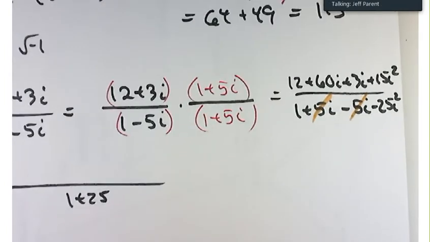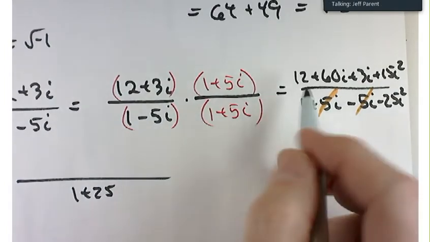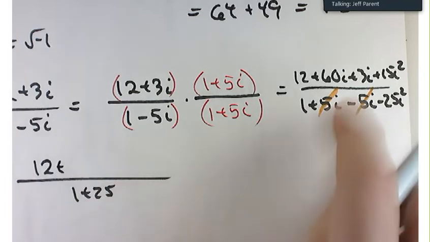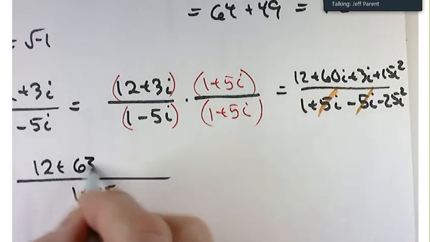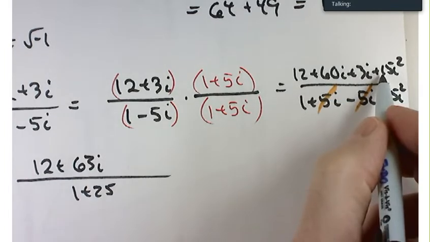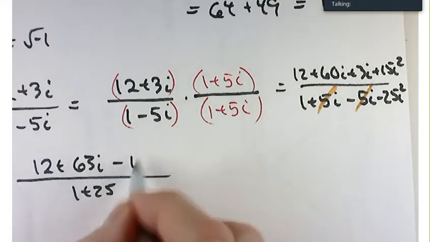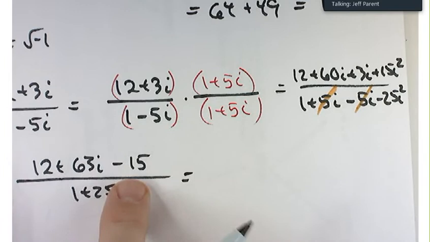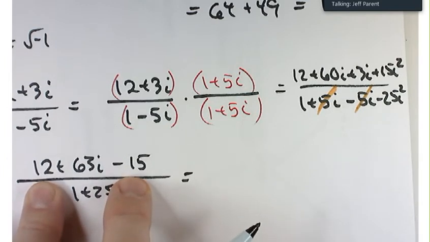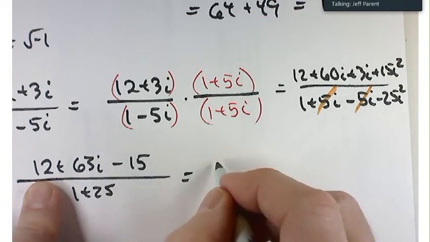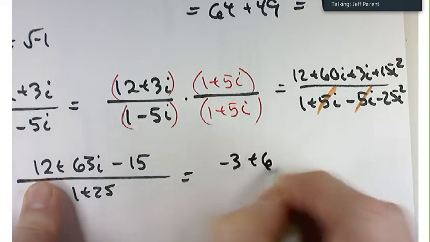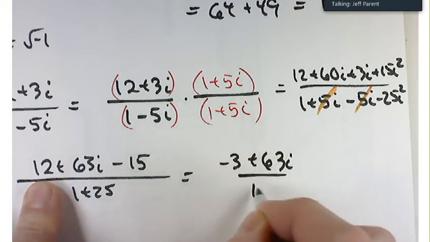In the numerator, again, I'm going to get some simplification. It's going to be 12 plus 63i. What happens to plus 15i squared? How can I simplify that? Minus 15. Now, I'd appreciate if you combine like terms here. I get a little unhappy when people leave it like this. So let's go a little bit farther. That's going to be minus 3 plus 63i over 26.